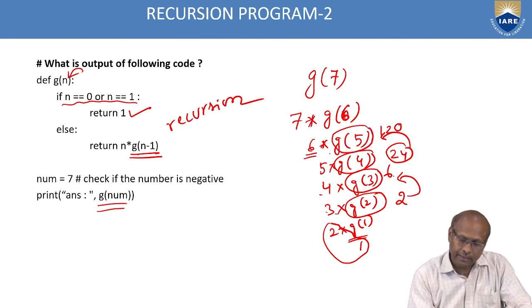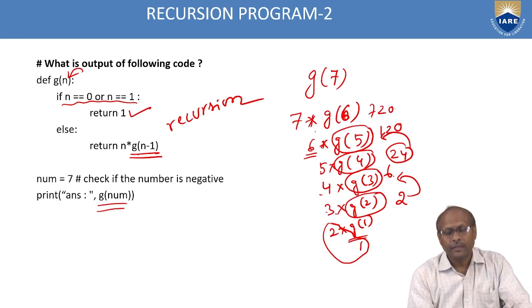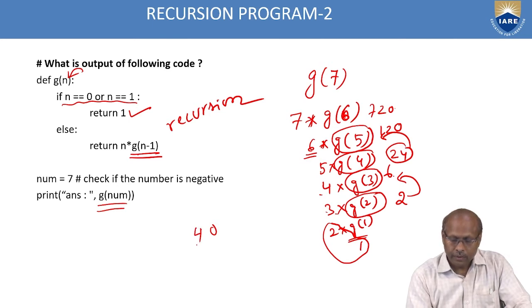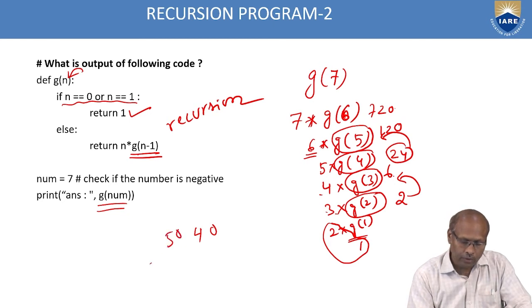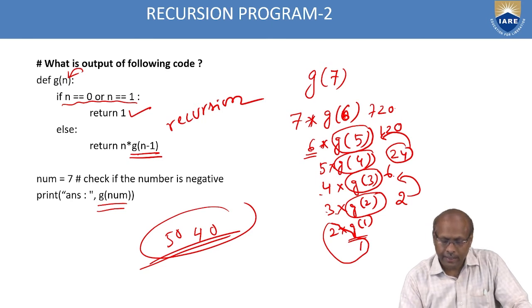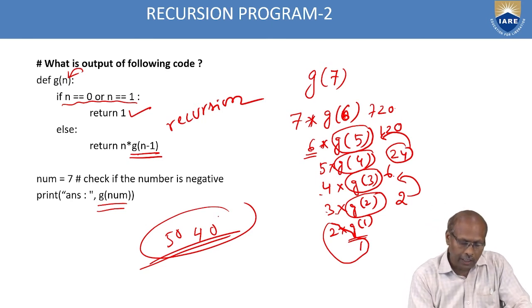120 into 6, how much? 720. 720 into 7: 7 into 0 is 0, 7 into 2 is 14, 1 7 7 49, plus 1, 5 0 4 0. So this will be the output. So this way it is okay. The output will be 5040.